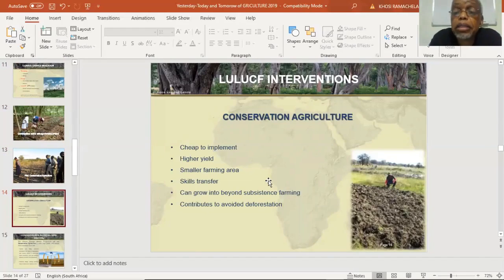Conservation agriculture, under the LULUCF interventions, is cheap to implement in terms of minimum tillage and reduced fuel consumption. Once it's established well, you have higher yield because of your improved soil structure, improved microbial content in the soil, and therefore improved nutrient availability and water holding capacity. You have a smaller farming area, which would reduce the desire to deforest and expand land.